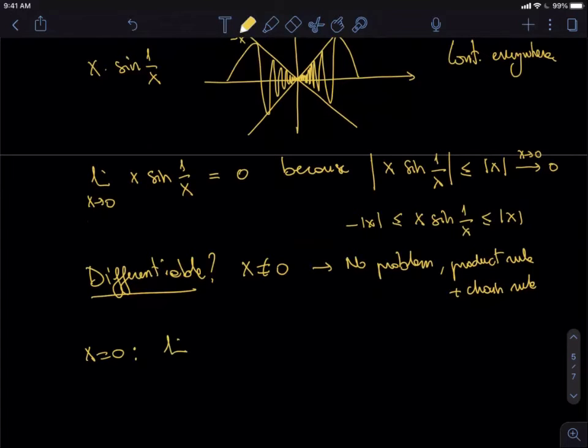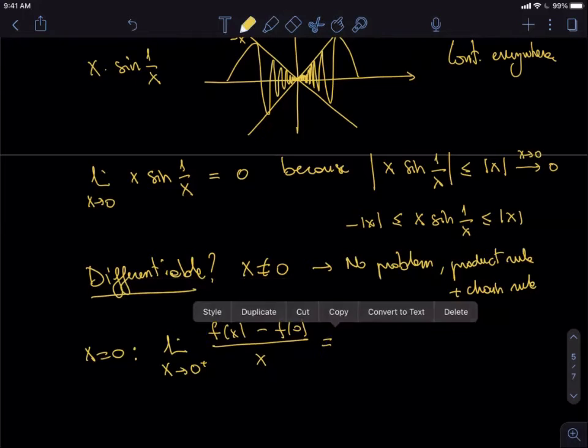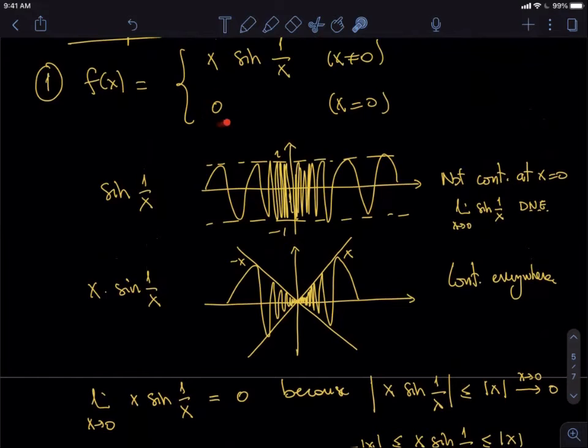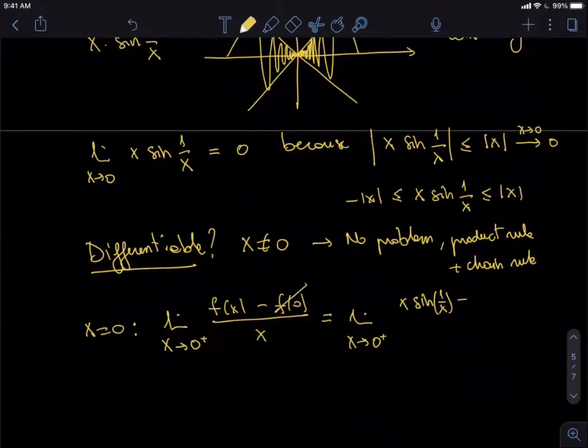So let's take the limit of f of x minus f of 0 divided by x as x tends to 0, let's say from the right, and see what happens. I don't want to be overly optimistic and start with the full limit. So here we have the limit as x tends to 0 of f of x, which is x sine of 1 over x, minus f of 0, which by the definition here is 0. So I can just not write it there. And then divide by x.